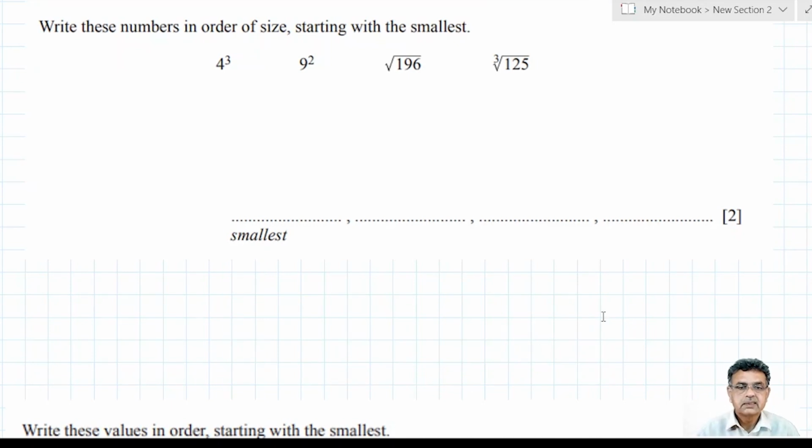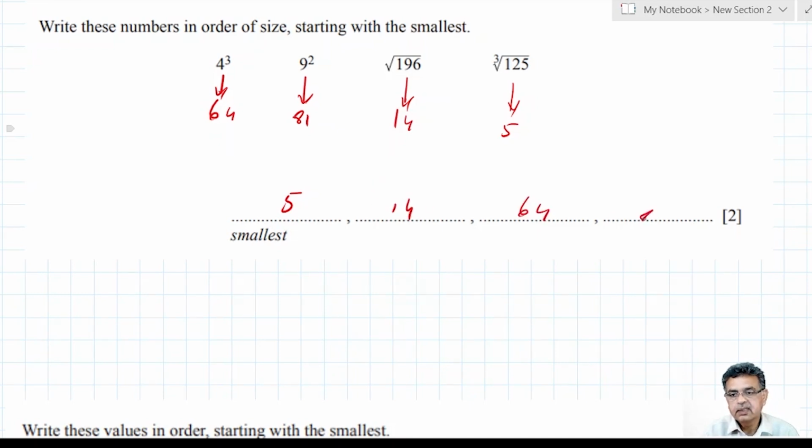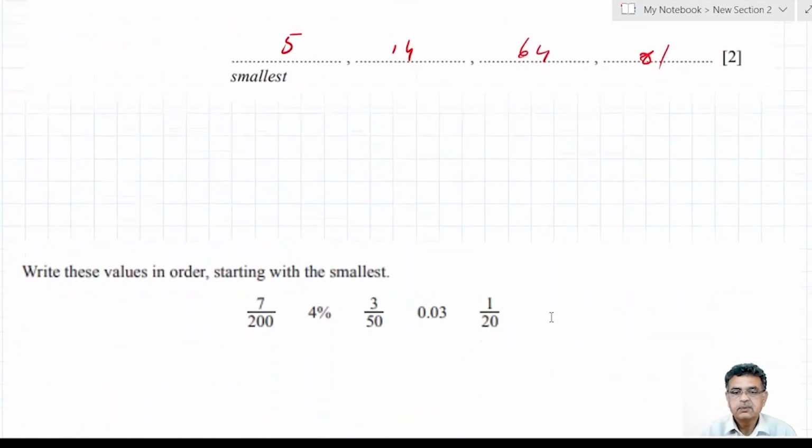So this is the first question. Right away we started. These are topical past papers, questions from past papers. First of all, we change the values to a similar form. 9 square is 81, square root of 196 is 14, and cube root is 5. Once we write them as integers, we know this is the smallest number, and larger than that is 14, then 64, and then 81. That's what you have to do.